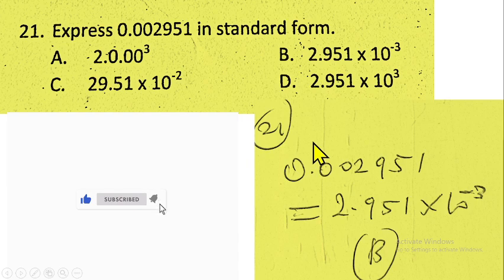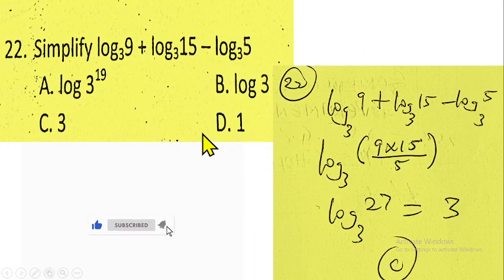Question number 22 is on logarithm. We have to simplify log 9 base 3 plus log 15 base 3 minus log 5 base 3. They all have the same base, so you can apply the laws of logarithm here. So that will be log of 9 times 15 divided by 5 base 3. From there, we can simplify further. 5 in 15 will give us 3. 3 times 9 gives us 27. So log of 27 base 3 is: how many times can you raise 3 to get 27? That will be 3 times. So the answer is 3. Option C is the correct option for question number 22.